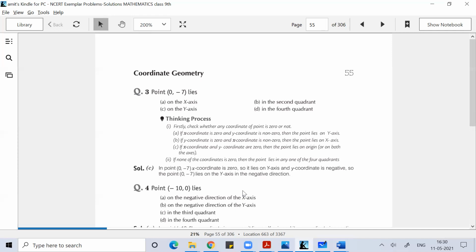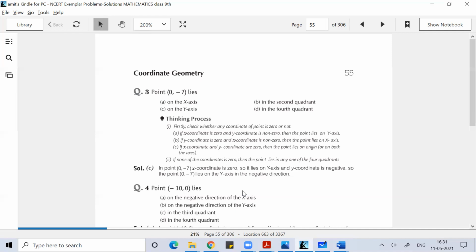Which of the points do not lie on the x-axis? P will not lie, R will not lie, and T will not lie. Option C. The point which lies on the y-axis at a distance of 5 units in the negative direction of the y-axis is 0, comma, minus 5. The perpendicular distance of the point 3, 4 from the y-axis is 3. You understand, no?